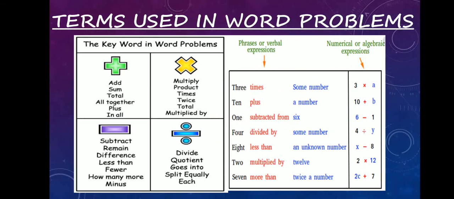Further are the phrases or verbal expressions usually used for the given numerical expressions. 3 times some number means 3 multiplied by a. 10 plus a number means 10 plus b. 1 subtracted from 6 is 6 minus 1. 4 divided by some number is 4 upon y. 8 less than an unknown number is x minus 8. 2 multiplied by 12 is 2 into 12. 7 more than twice a number is 2c plus 7.